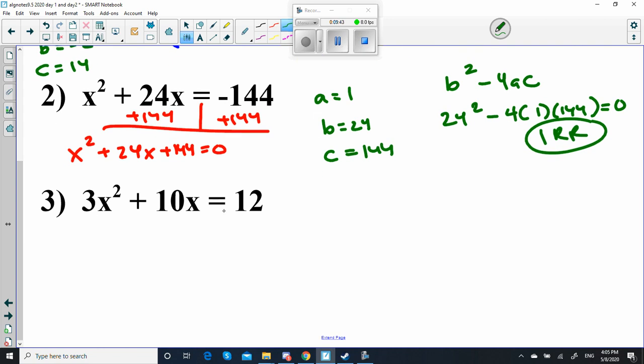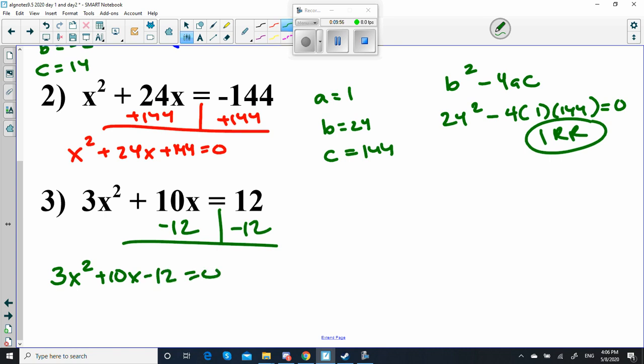All right, same thing here. It's supposed to be equal to 0, and it is not. It is not in standard form this way, so we need to subtract 12 on both sides. So this is 3x squared plus 10x minus 12 equals 0. Now it's in standard form. Now I'm ready to write down my a, b, and c. So my A here is 3, B is 10, and C is negative 12.